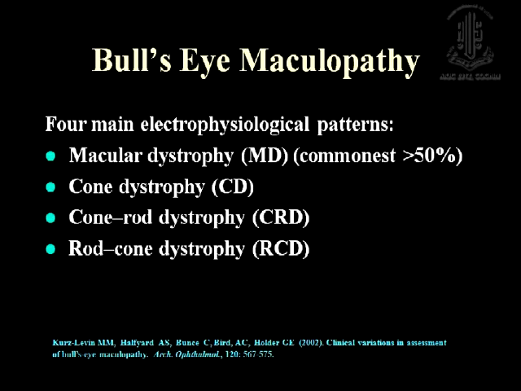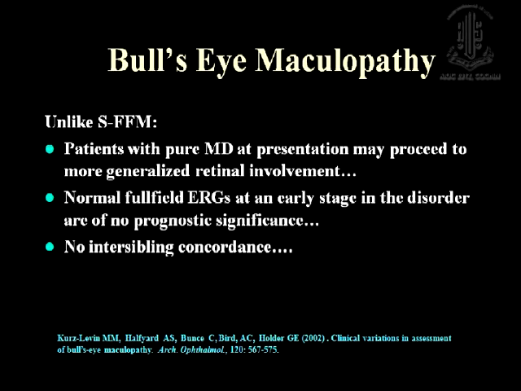So bullseye maculopathy, you have types: macular dystrophy, cone rod dystrophy, and rod cone dystrophy. Commonest is macular dystrophy. But what is important is, if you have a patient with macular dystrophy, you get the bullseye maculopathy, and you get a normal ERG, it doesn't mean that the patient has a good prognosis for retention of peripheral retinal function, unlike Stargardt's. The pattern keeps varying. So that's an important point as well.